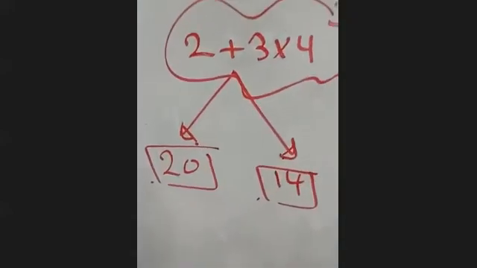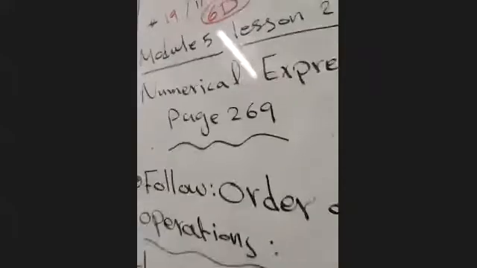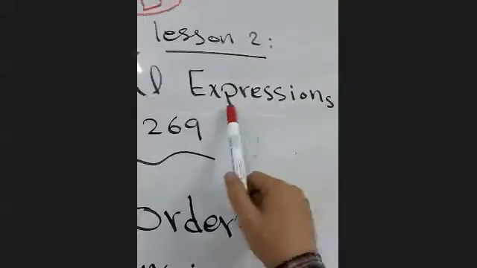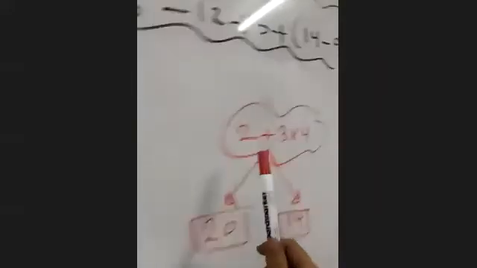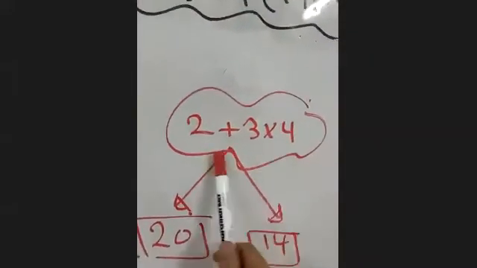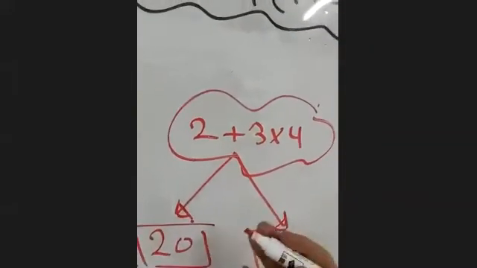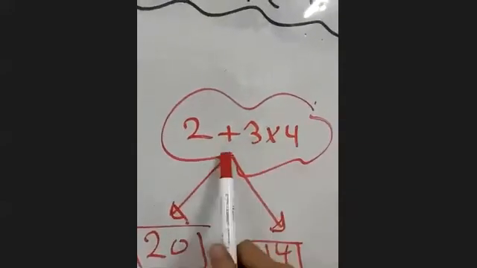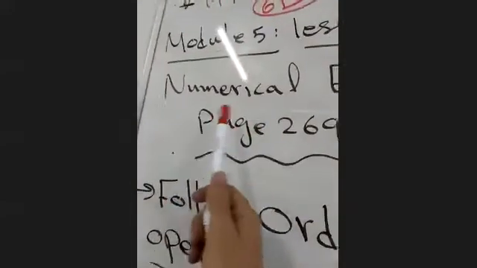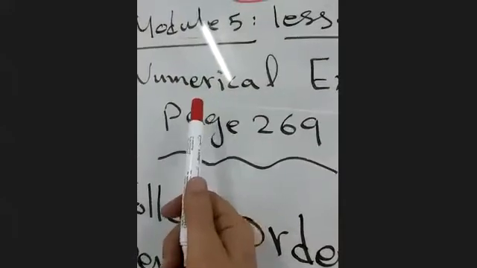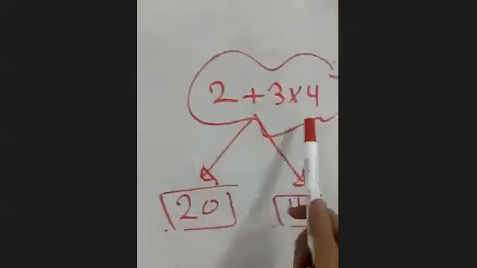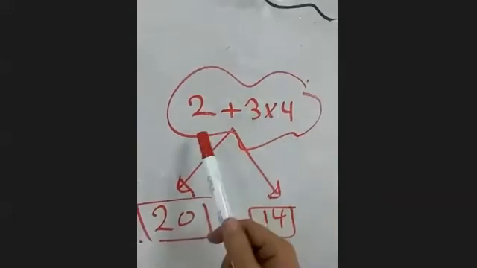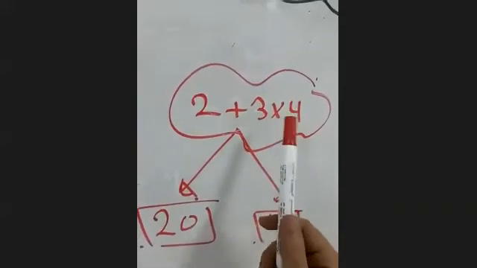Order of operations. Now, your title, guys, is numerical expressions. The word expression is like a sentence in English, so we have a sentence in math. The word numerical came from numbers, meaning an expression with numbers and operations: multiply, divide, subtract, whatever the operations.